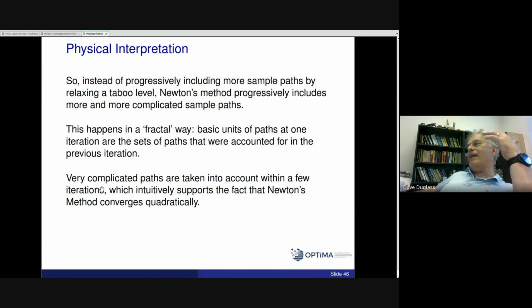And when you start thinking about this, you realize that very complicated paths are taken into account within a few iterations. And that, again, it's not proving anything, but it intuitively supports the fact that Newton's method converges quadratically. Not, as I mentioned before, because we've got a taboo level that's moving away at a quadratic rate, but because we're really including these very complicated sample paths very quickly. And that's the final slide I've got, so I'll stop there.